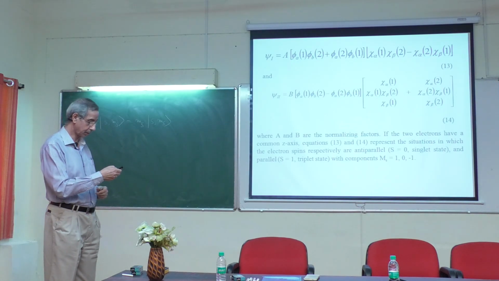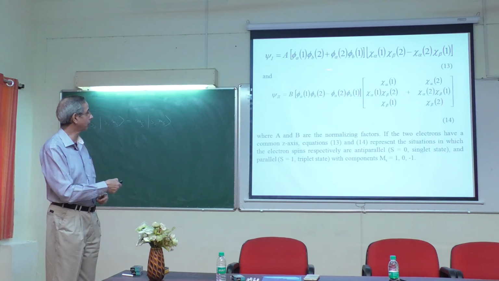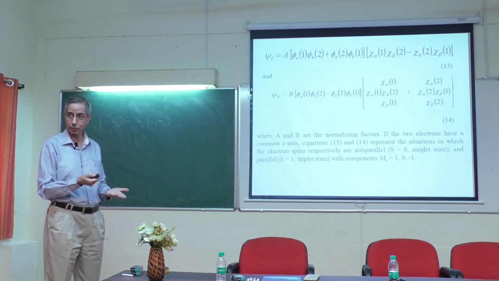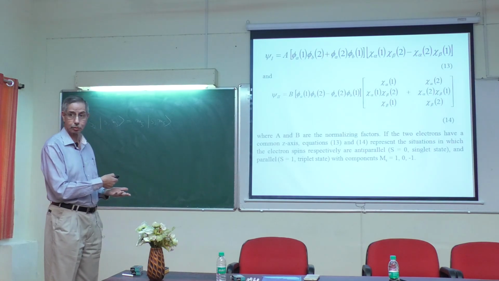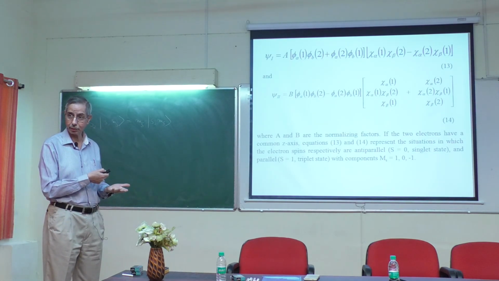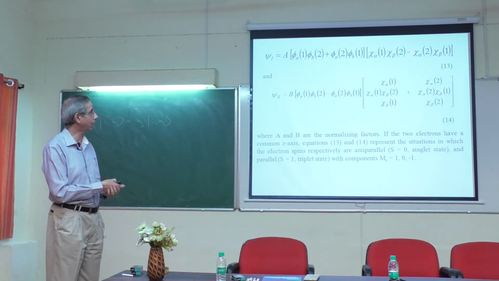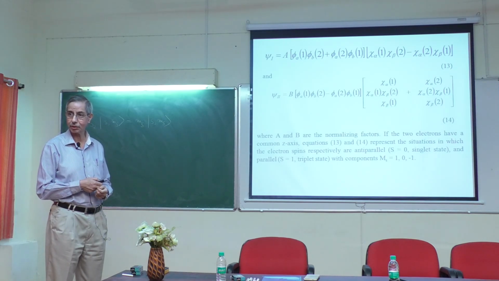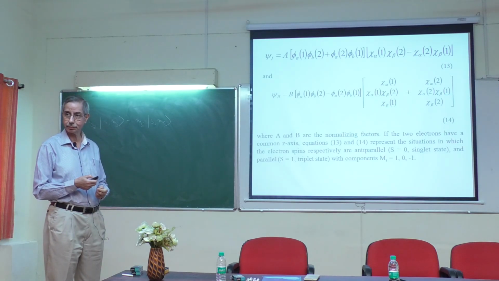So it means what? It means that this spatial part of the wave function is symmetric under interchange. Nothing happens. If I change 1 to 2 and 2 to 1, the sign remains the same. Whereas whenever you have a minus sign in between, it's clear that it will be antisymmetric. That will change sign.